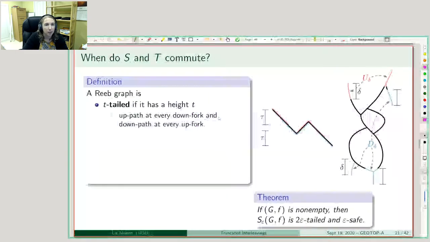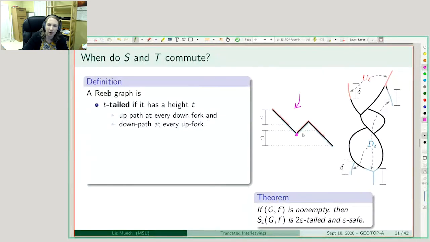Okay, so in order to talk about when they do commute, I need to have another definition of some properties in here. So we're going to call a Reeb graph tau-tailed if it has a height tau up path at every down fork and a height tau down path at every up fork. All right, so what does that mean? That's essentially trying to get rid of these problems.